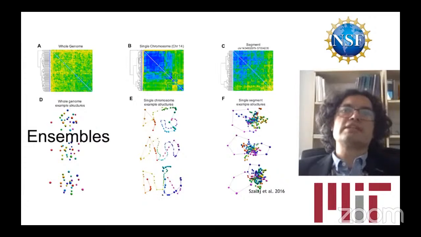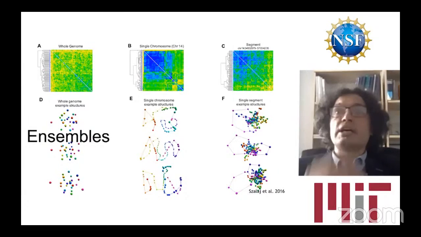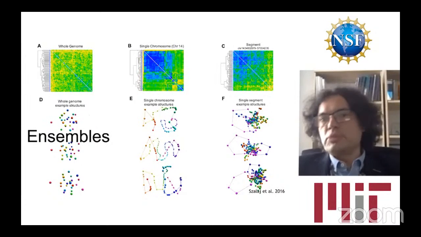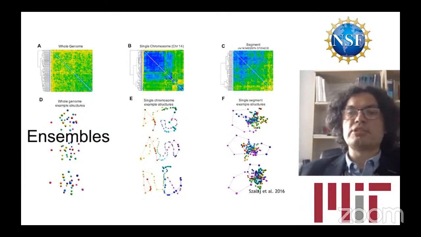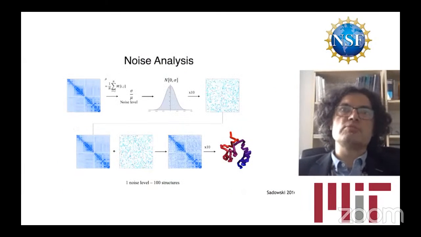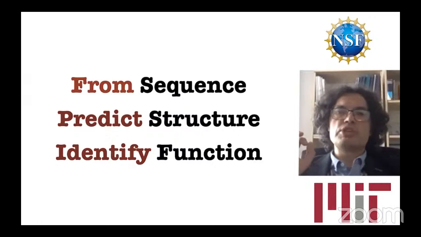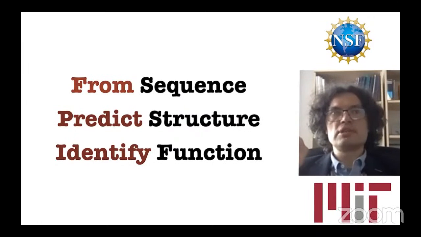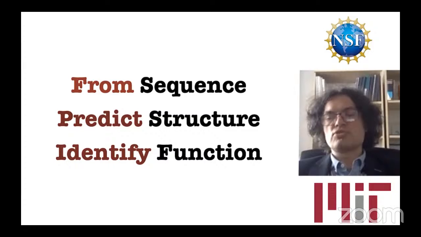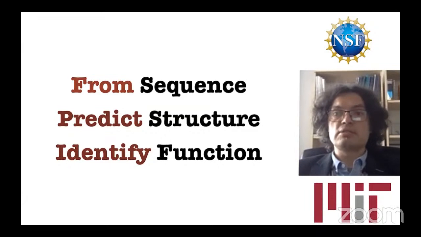At each spatial scale, we are constructing ensembles of 3D structures, and those ensembles can then be analyzed, for example by building a heat map which reflects the probability of interaction. You can test your modeling by performing noise analysis, basically adding noise to your data. And this methodology is presently available as the 3D-GNOME 2.0 web server, which does additional things. From sequence, it is able to predict the 3D structure, and based on the 3D structure, you, as a biologist, can identify and better understand the biological function.